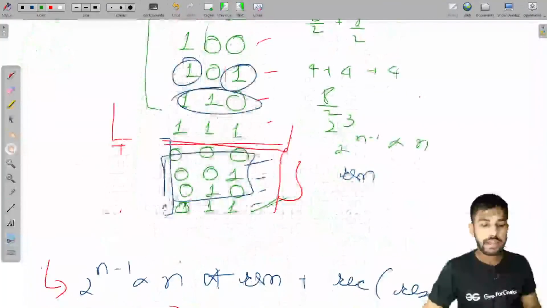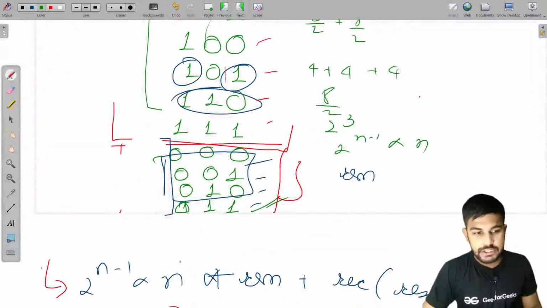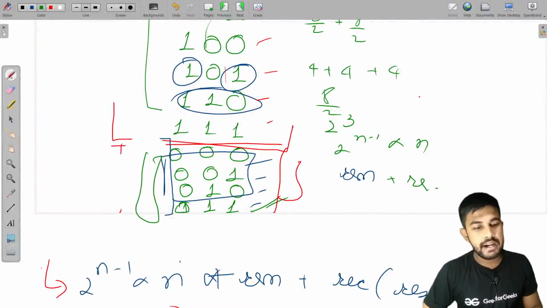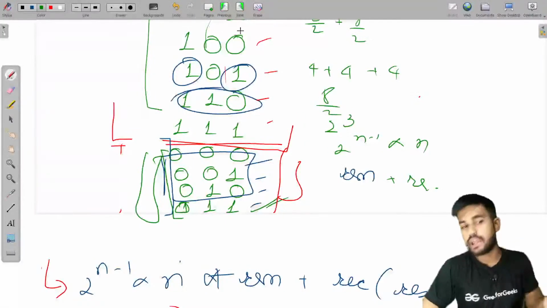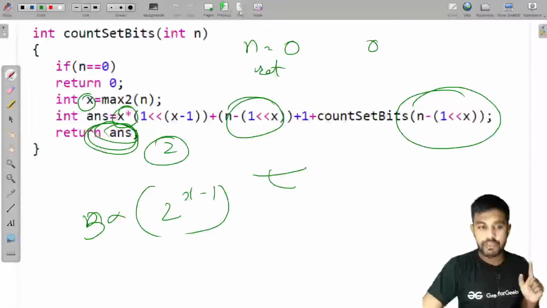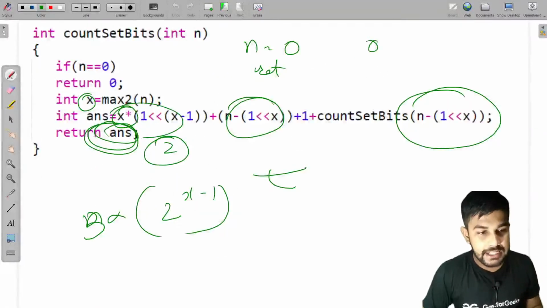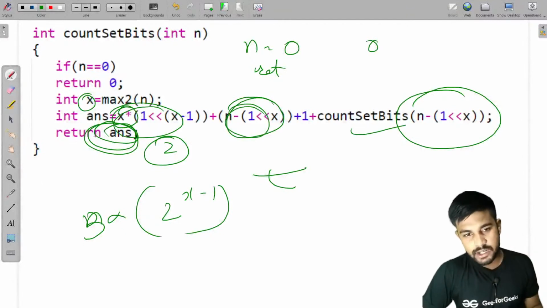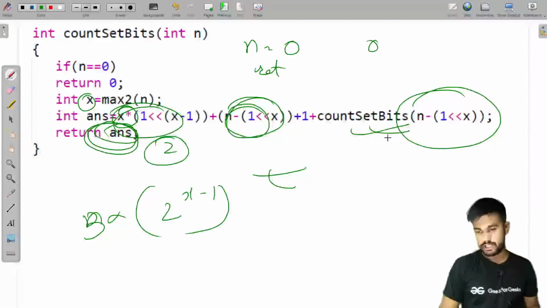And then the rest of the things, we would add the rest, and then we send the remaining part again to the recursion, and that would keep happening till we hit the base case. This is what we are doing. We are just adding the things, and then we are adding the remaining part plus 1, and then the remaining part is again sent back to the recursion.